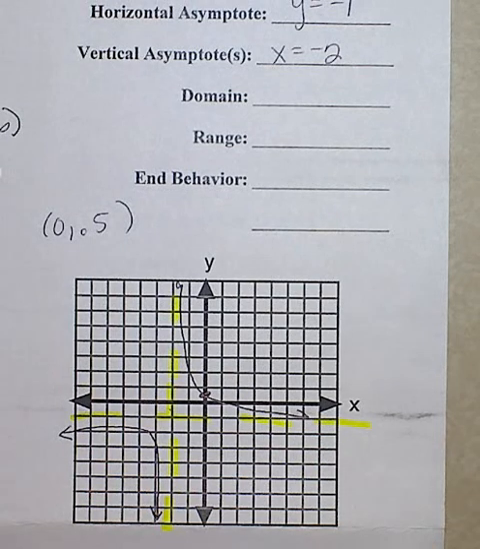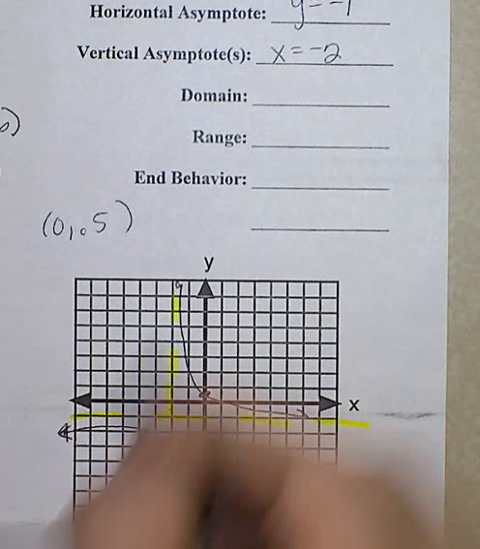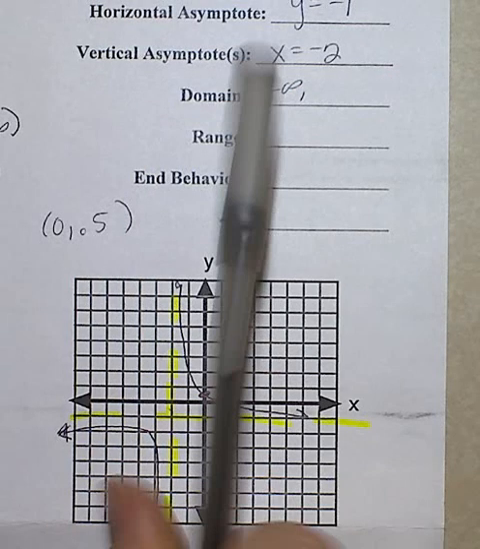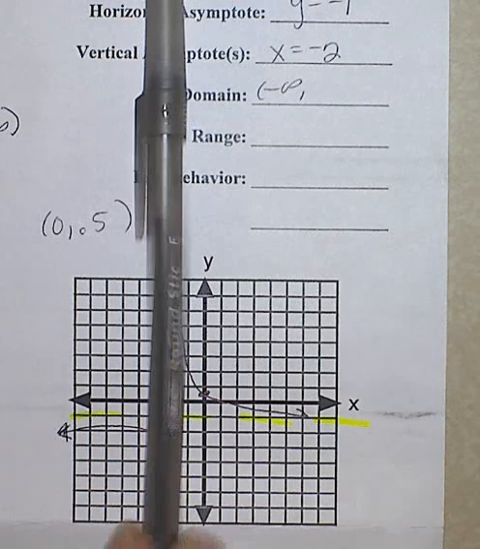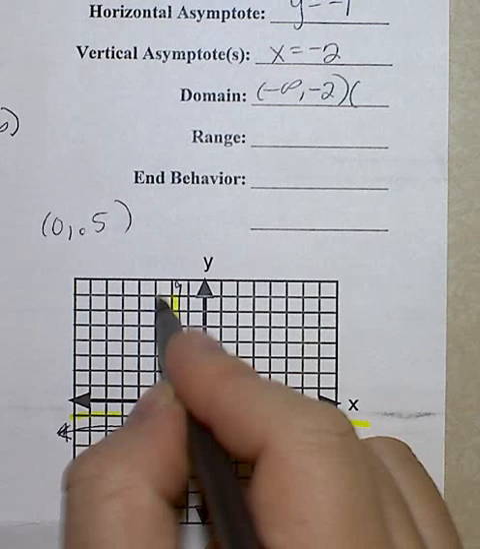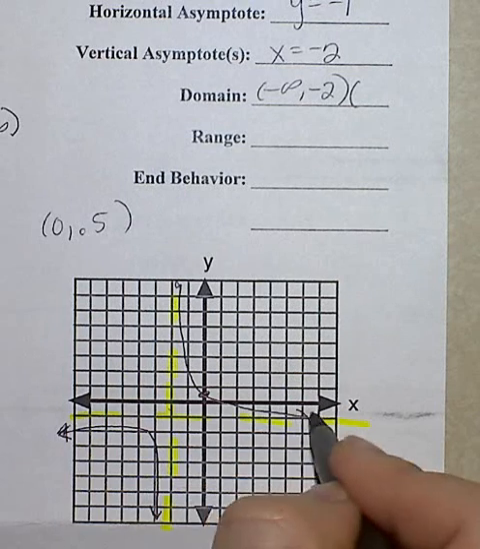The domain, it comes from the left, no restriction how far it goes to the left, and it keeps moving to the right until it gets to this wall, this asymptote of -2. It doesn't touch it. It jumps over and starts again. It goes from -2 and it keeps going to the right with no limitation.